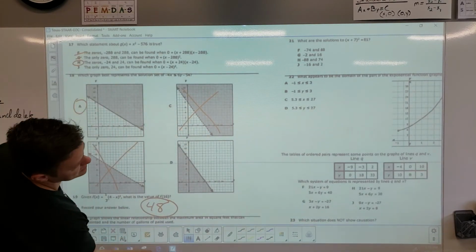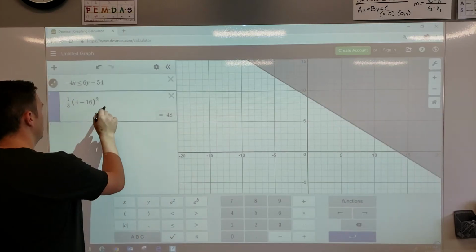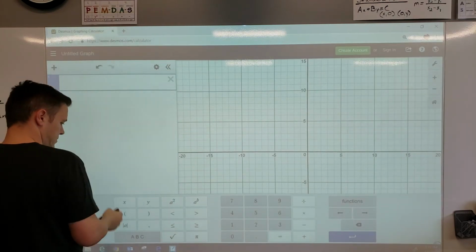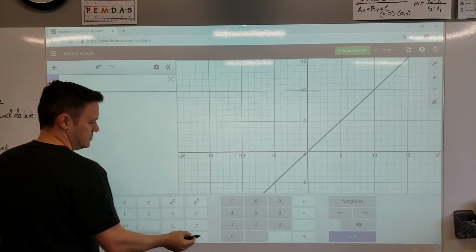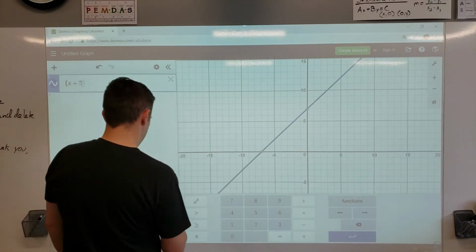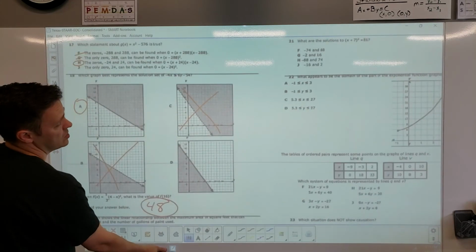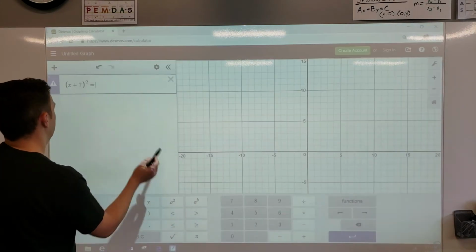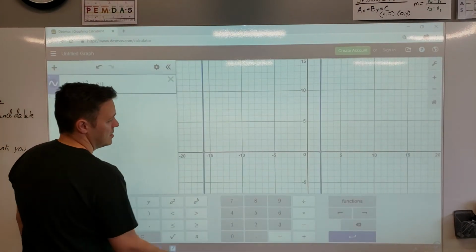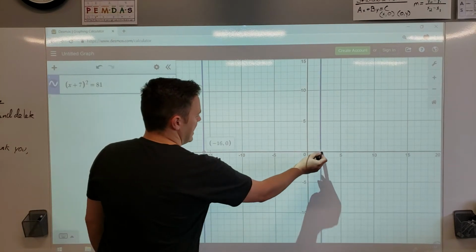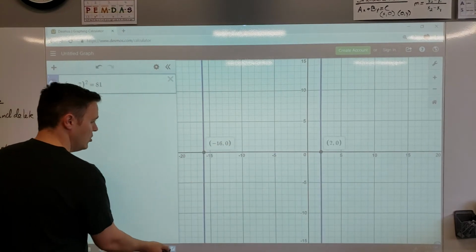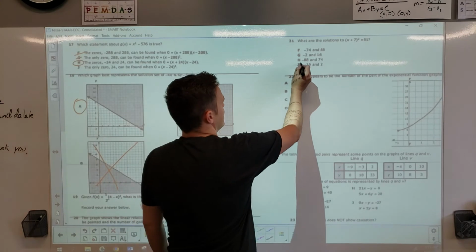So that's x plus 7 squared. All right, x plus 7 squared equals 81. Easiest. Your answers then are negative 16 and 2. So I go in here, negative 16 and 2.